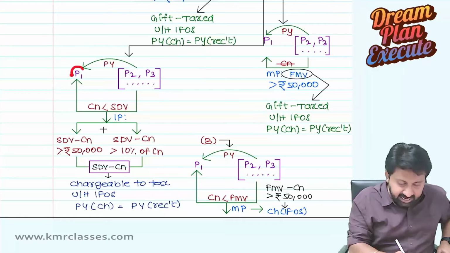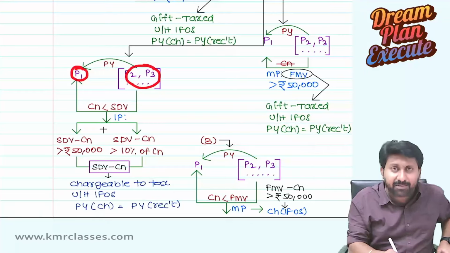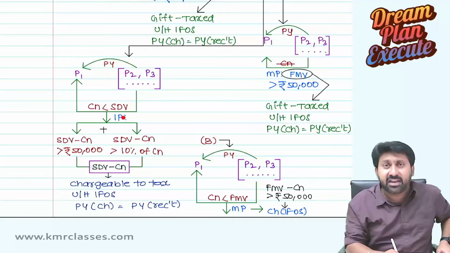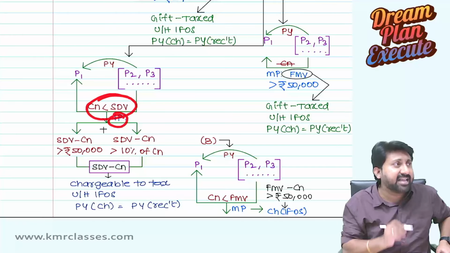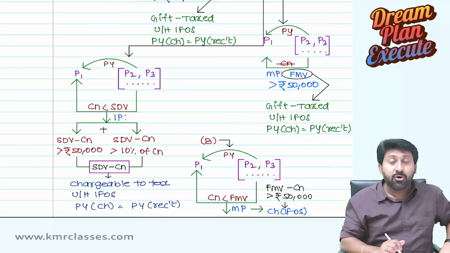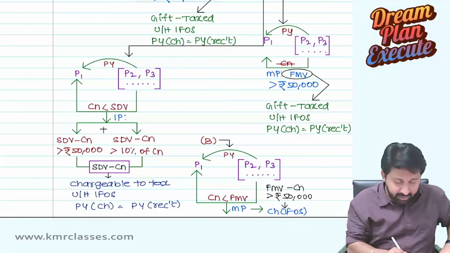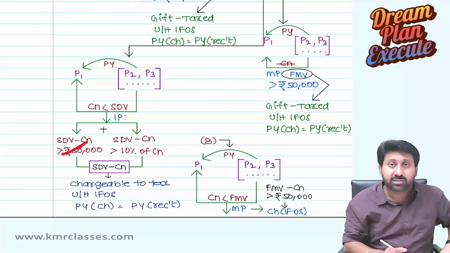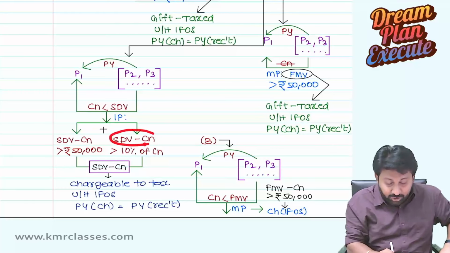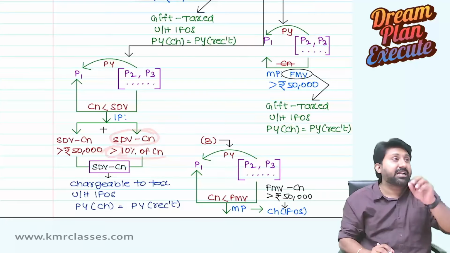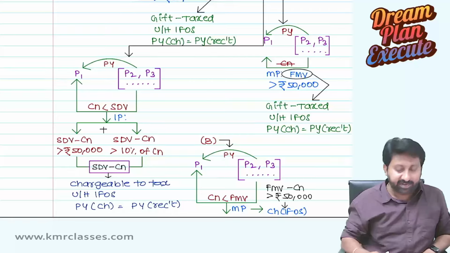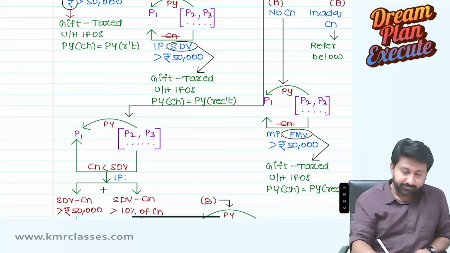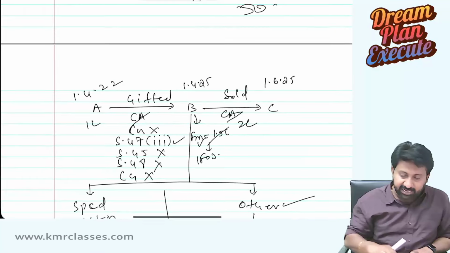So, where any person receives from a person or persons during the previous year any immovable property, and the consideration is less than stamp duty value, then two conditions should be satisfied. Stamp duty value minus consideration, that is the difference, should exceed 50,000. Not only that, the difference should be more than 10% of consideration. Sir, I did not understand. See, I will give you one example.